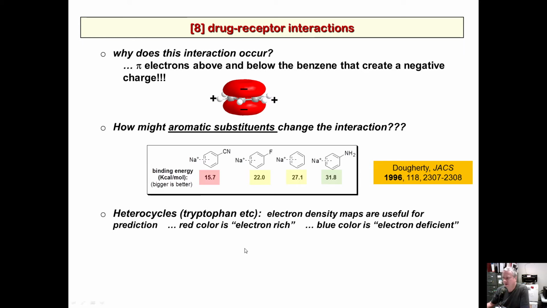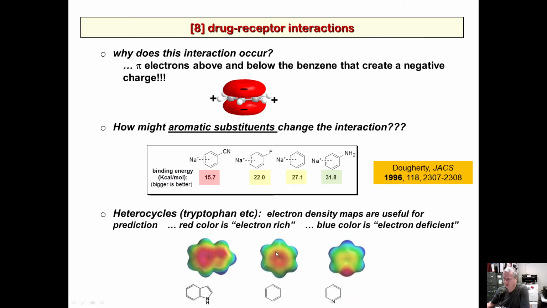And red is usually always electron rich. Blue is electron deficient. So let's look at a couple heterocycles like indole. You can see that indole has a lot of red in the aromatic ring system, suggesting a lot of electron density. And so it's very efficient at these cation pi interactions. Benzene does also, maybe not as much.